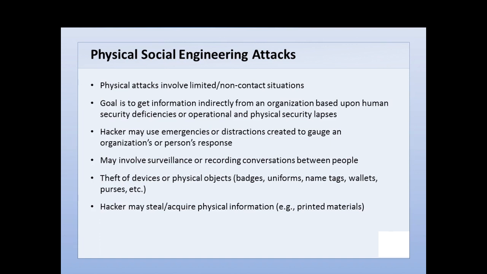Now, one thing a hacker may do is create situations that cause people to have to do things so they can take advantage of a situation. And often causing mayhem or confusion is one of the things that a hacker may rely on. So they may create emergencies, false emergencies, or other distractions to gauge an organization's or a person's response, or get them to do things like evacuate a building, for example, so they can slip in and commit some kind of crime, theft, or access a system. It may involve surveillance or recording conversations between people.